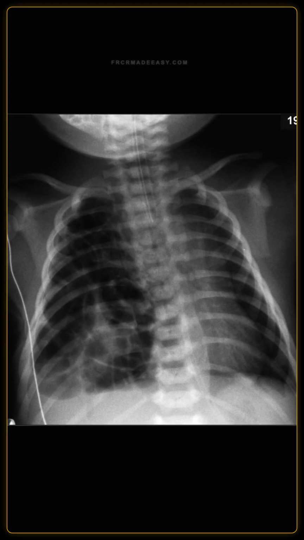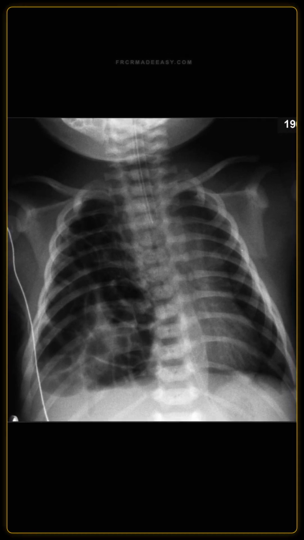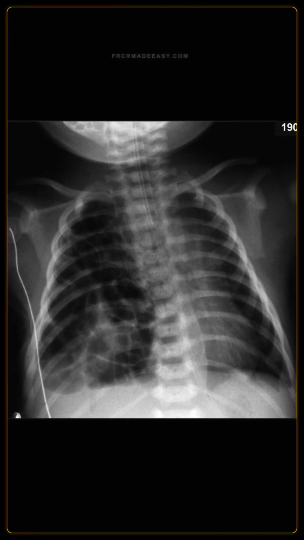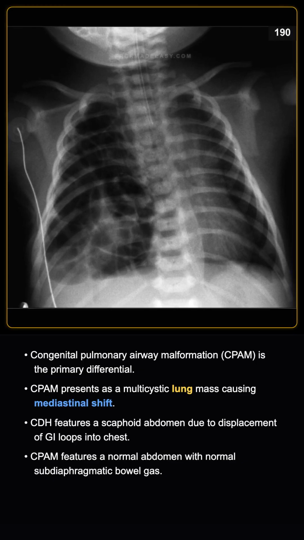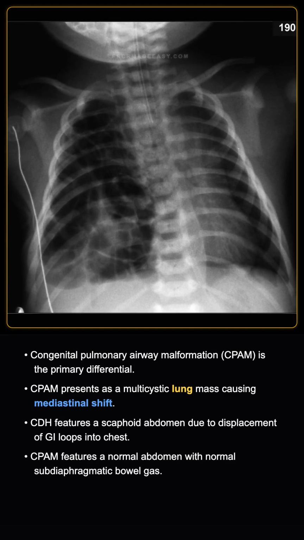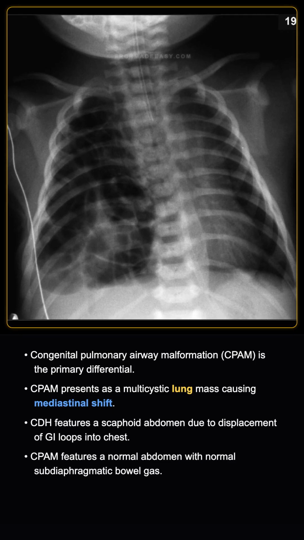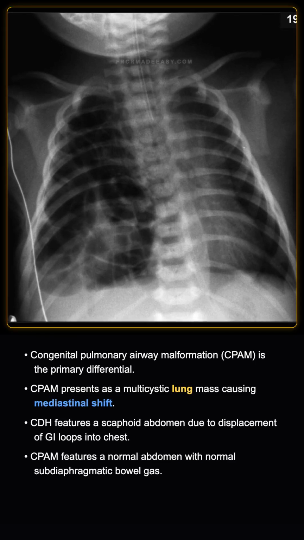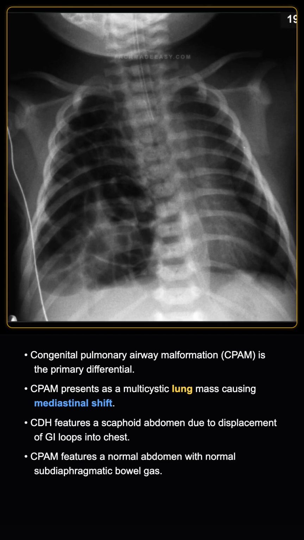What is the primary differential diagnosis for this presentation on a neonatal chest film, and how can it be differentiated from a diaphragmatic hernia? The primary differential diagnosis is a congenital pulmonary airway malformation, formerly known as congenital cystic adenomatoid malformation. On plain films, both present as a multicystic thoracic mass with mediastinal shift. They are differentiated by evaluating the abdominal contents.